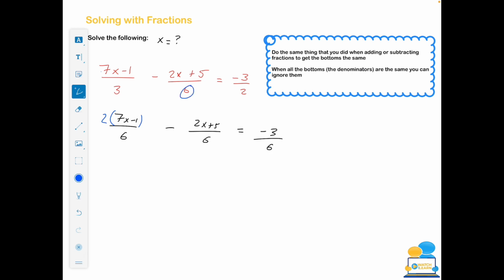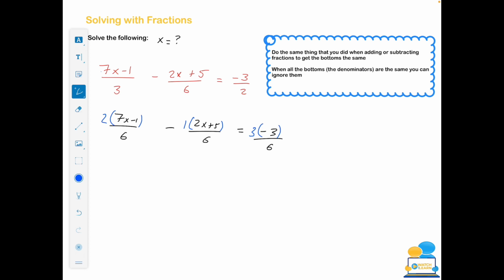Here we went from 6 to 6. Nothing changed, so we don't have to do anything with that. We could put a 1 there if we want, but multiplying by 1 doesn't really do anything. And to go from the 2 to the 6 here, we multiplied by 3, so we're going to have to multiply the top by 3. The same idea: whatever you multiply by the bottom, you need to multiply by the top.